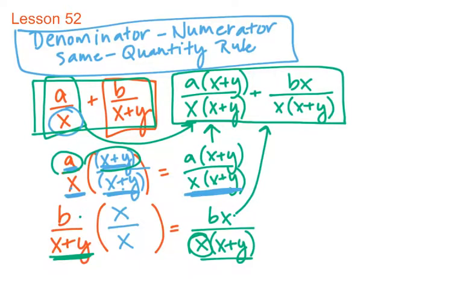So now this is our new addition we have here. And from this step right here, I'm going to draw an arrow, and I'll switch colors for you so you can see what we're changing here. So we're adding these two fractions together.